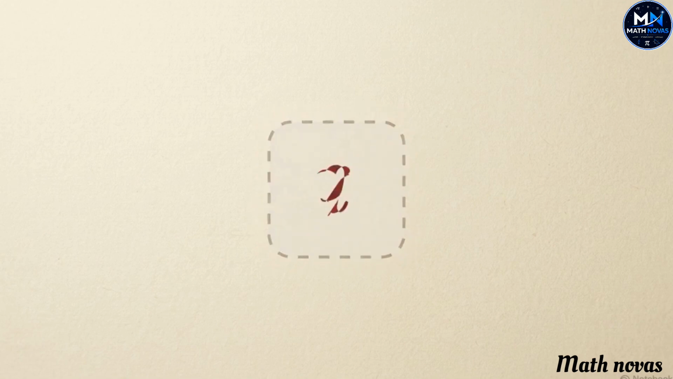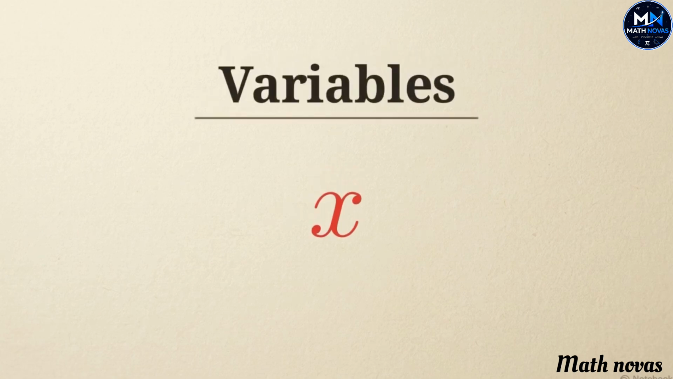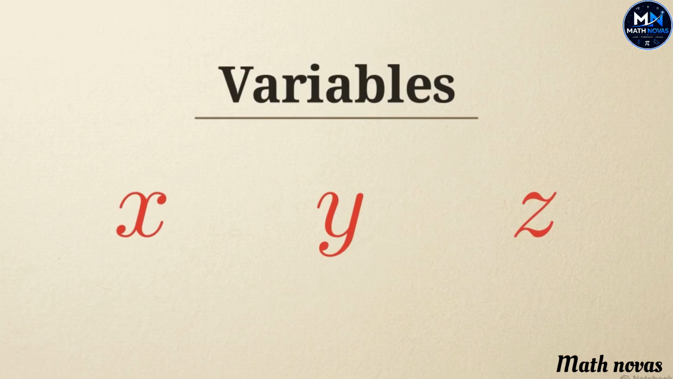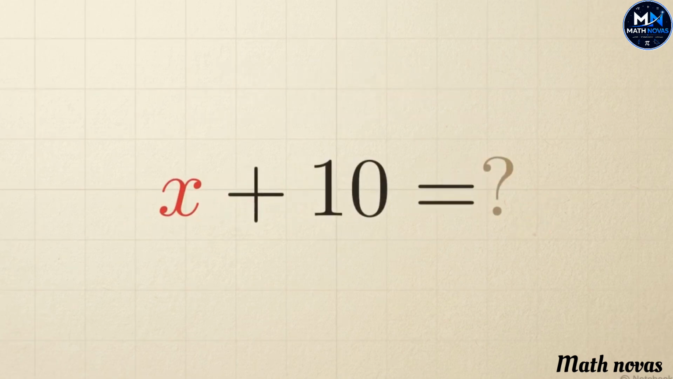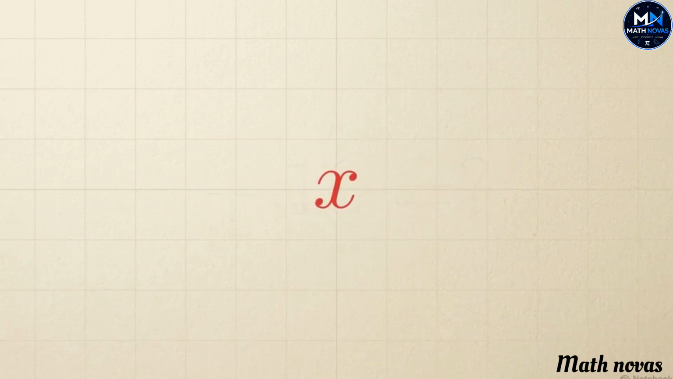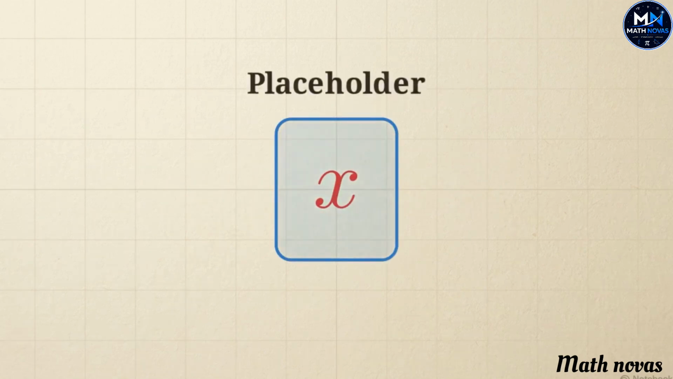That missing amount of apples simply becomes the letter x. We call this letter a variable. And while x is the most common choice, you will frequently see y and z doing the exact same job. A variable is a practical tool. It gives us a way to write down a math problem and begin calculating even before we have every piece of information. Let's look at how this works in an equation.